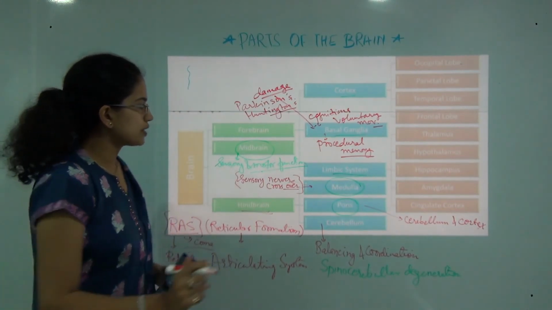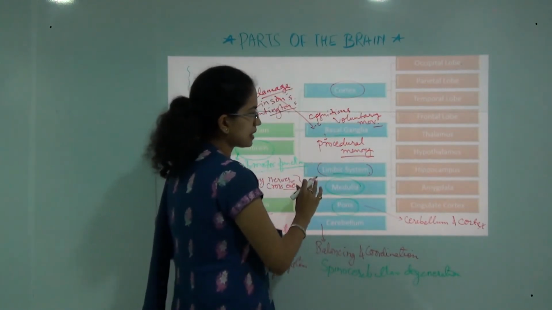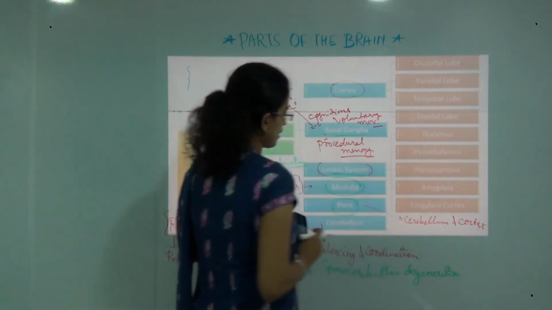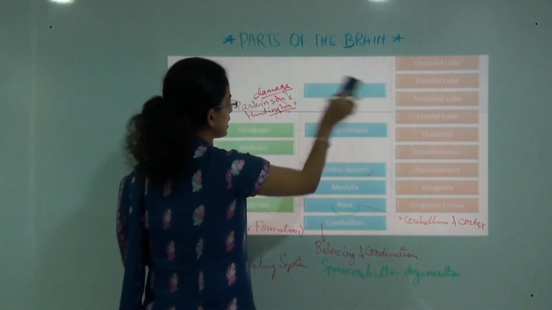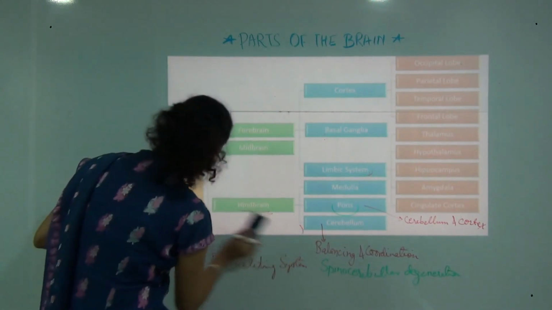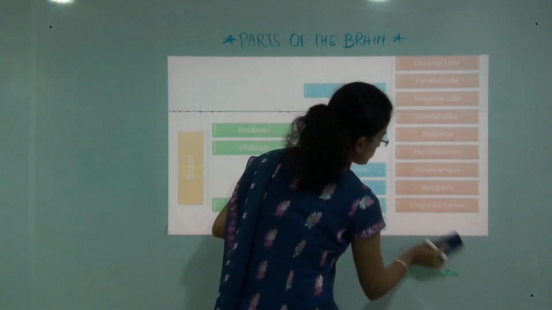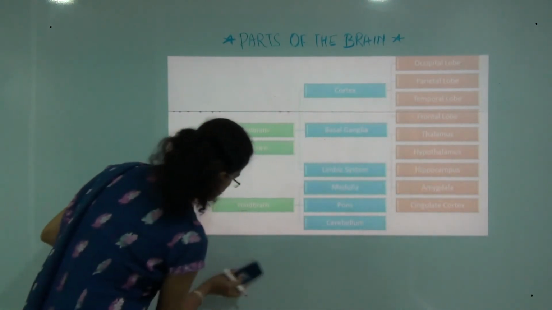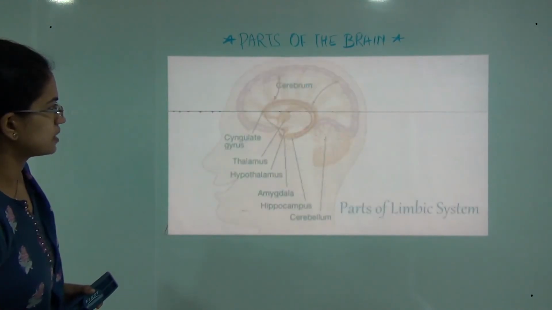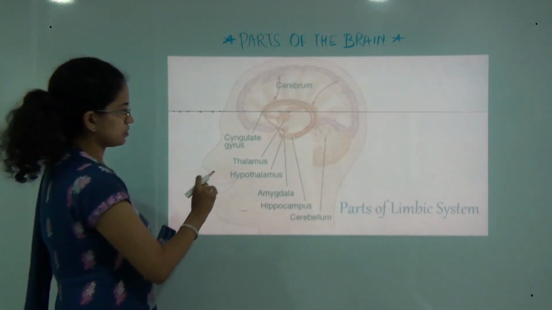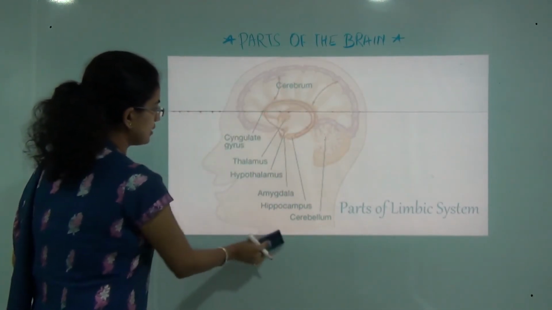Okay. Then we will be talking about the limbic system and the cortex. So the limbic system, as we talked about, has 5 major components. We'll move on to the next slide where we will be understanding the parts of the limbic system. We'll be talking about all these parts one by one and the major functions that these parts do. Next slide here. So these are all the parts of the limbic system.